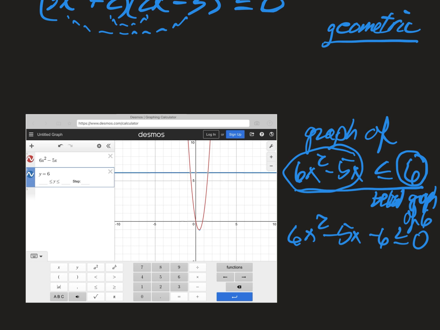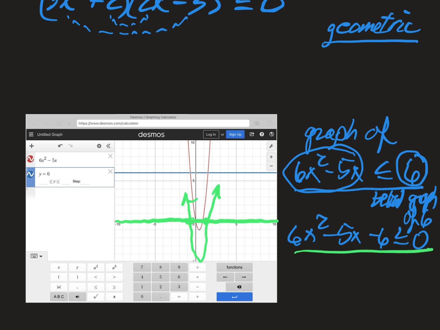So when I subtract 6 from both sides, it's like I'm subtracting 6 from each of these graphs. So what does that end up doing when I subtract 6? Well, it lowers all these points by 6. So the horizontal line now becomes the x-axis, and this graph up here gets moved down 6 units.